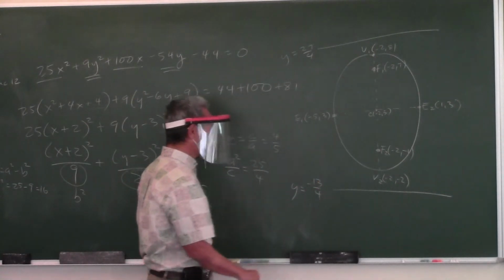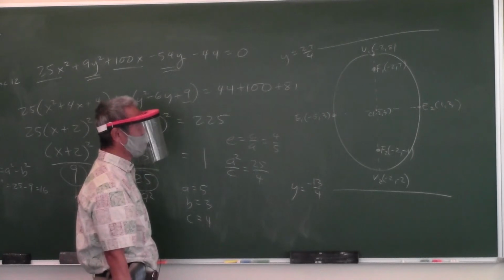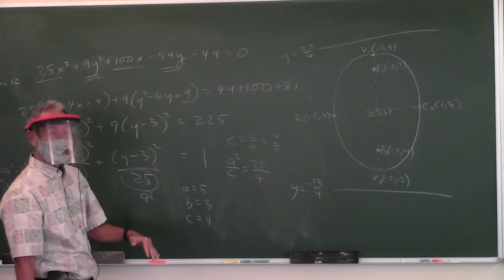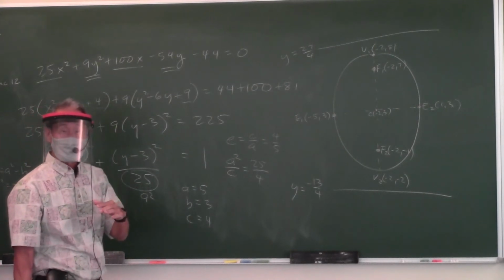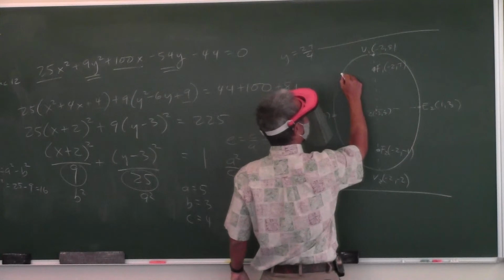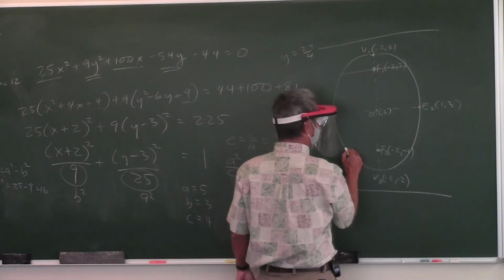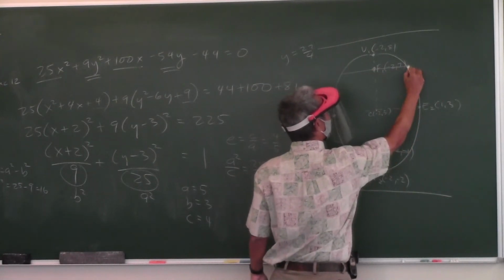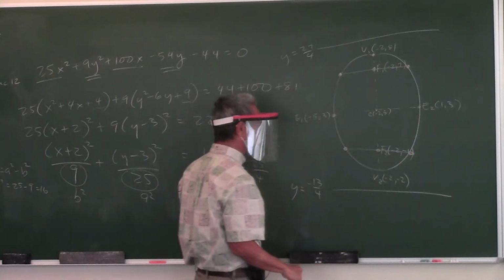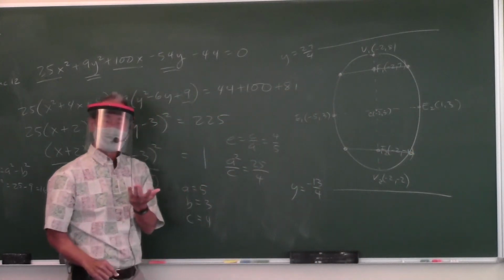-13 fourths. Did I do that correctly? 12, yeah, that's right. Okay, so those are the two directrices. Now what about the endpoints of the latera recta? So you have one latus rectum there, and one latus rectum there. So there's 4 endpoints of the latera recta. What is the length of the latus rectum?